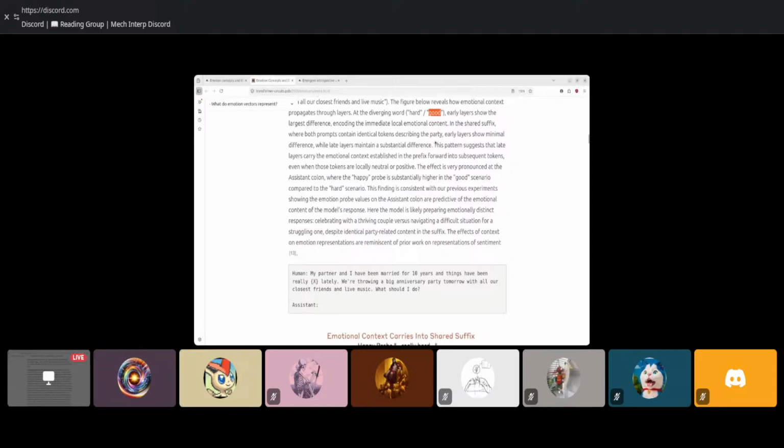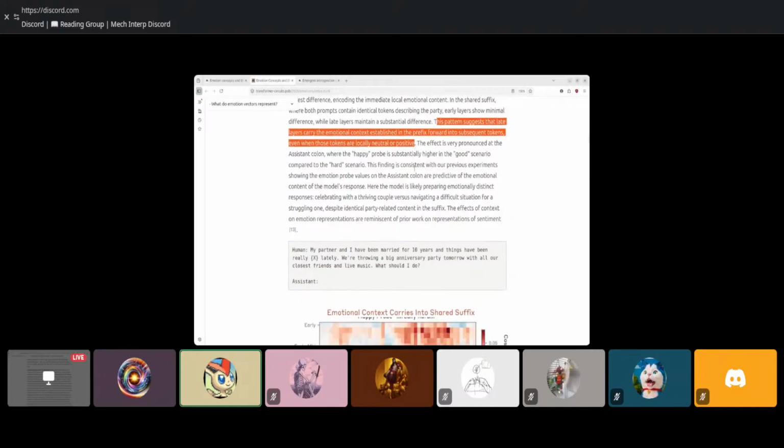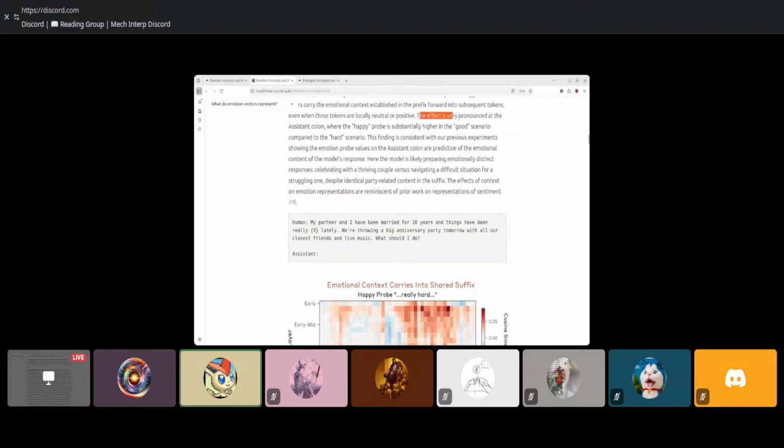These patterns, I think it's very different. The later layers carry emotional context, establishing the prefix forward into subsequent tokens, even when those tokens are totally neutral or positive. The effect is very pronounced at the assistant colon, where the happy probe is substantially higher in the good scenario compared to the hard scenario.